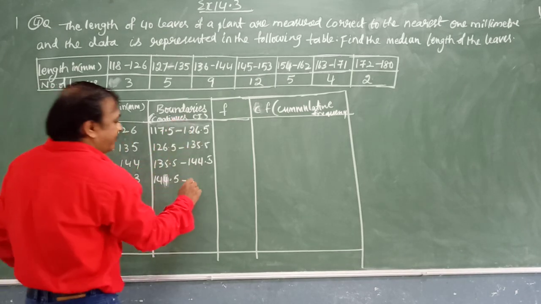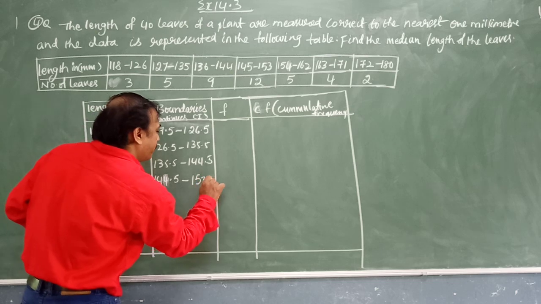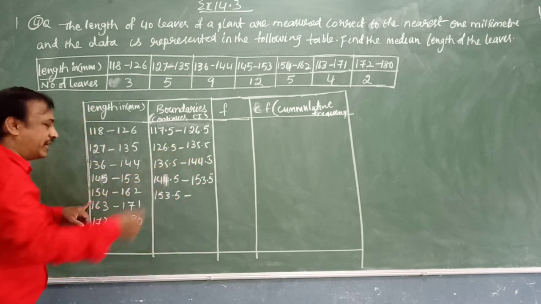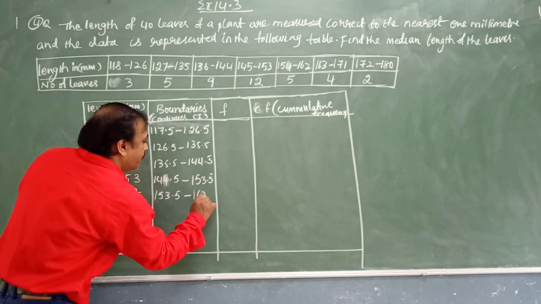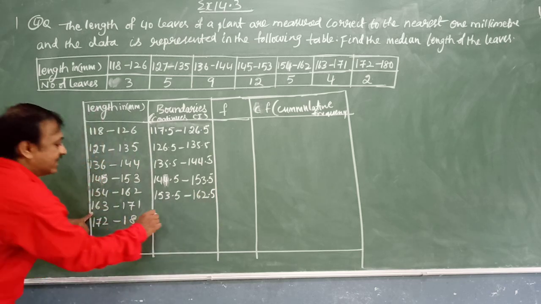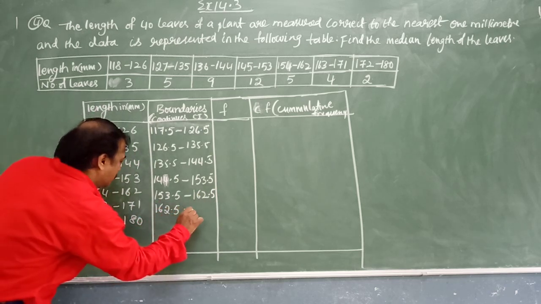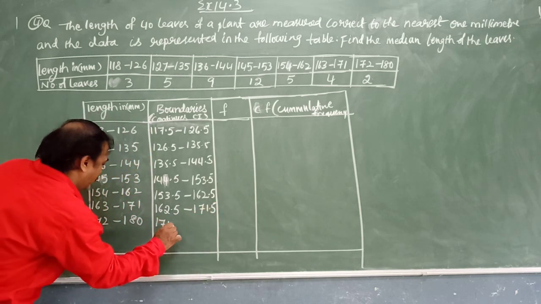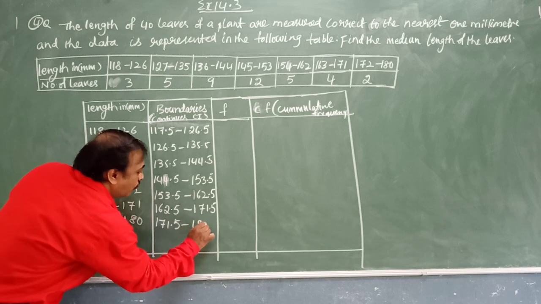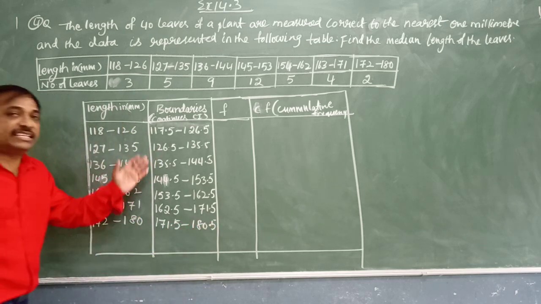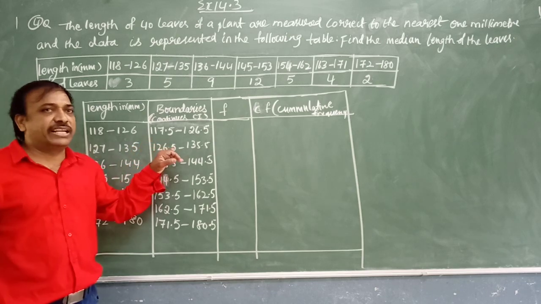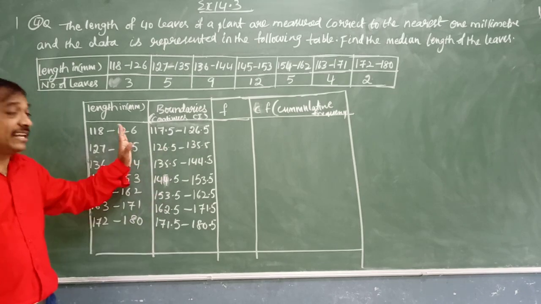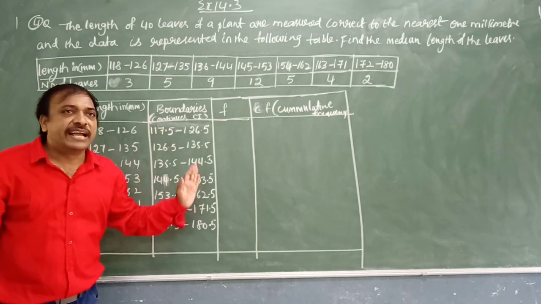153.5. Next 153.5 to 162.5. Next 162.5 to 171.5. Then 171.5 to 180.5. This is how we convert boundaries. This is how we convert boundaries, that are nothing but continuous class intervals.